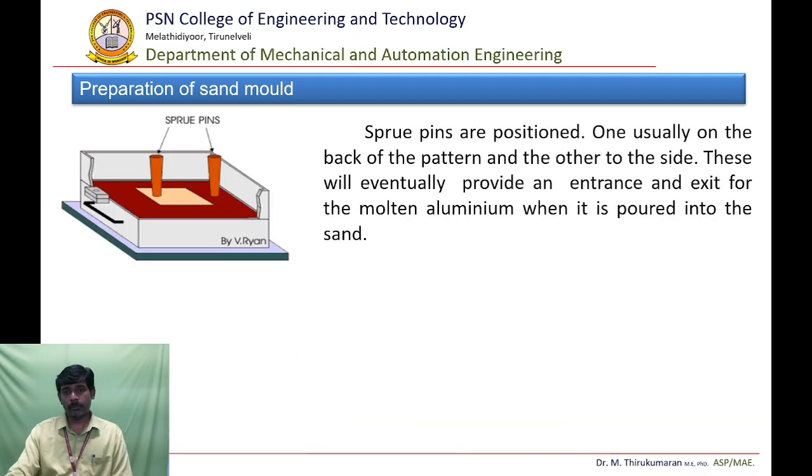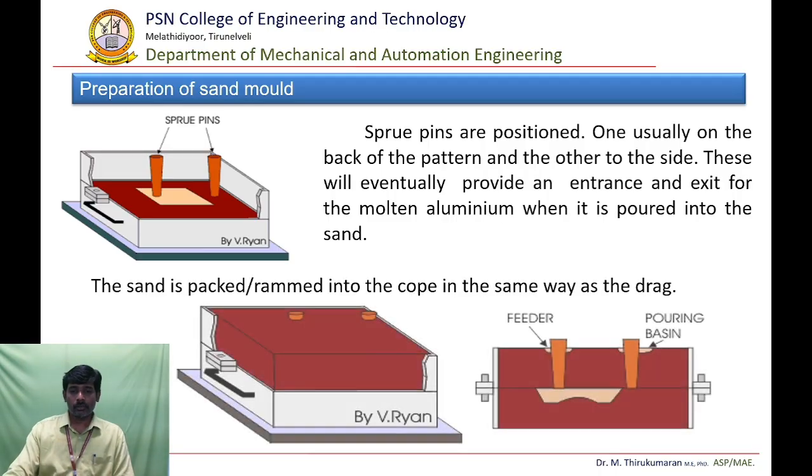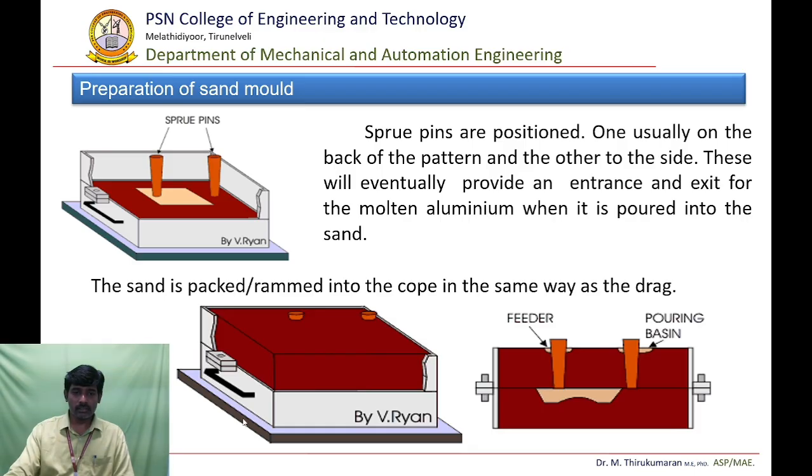Okay. So next, to fix the sprue pins, one usually on the back of the pattern and the other on this side. These will eventually provide an entrance and the exit for the molten material, not only aluminium but any kind of material, when it's poured into the sands. So once we fix the core box, then again the same method followed in the track box. Let me pour on the sands and then ram over the sprue pins.